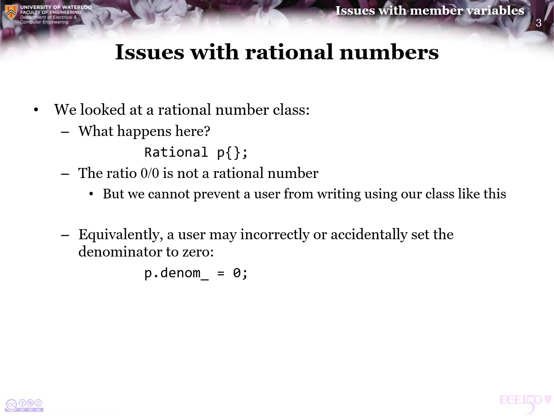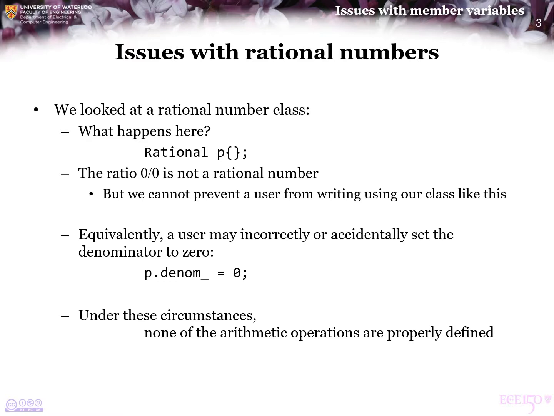Also, a user may either incorrectly, through not understanding a rational number, or accidentally set the denominator equal to 0. Under these circumstances, none of the subsequent arithmetic operations are defined correctly because anything over 0 is not a rational number.